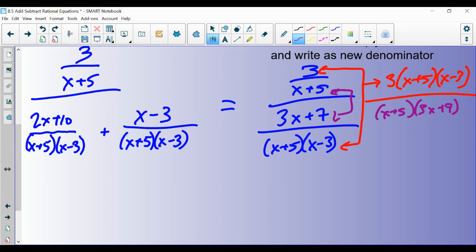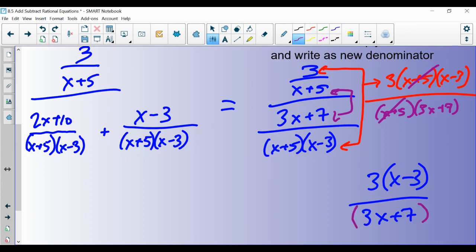I'm going to look for some cancellations, and there is one there, the x plus 5s. So my final answer would be 3x minus 3 over 3x plus 7. Remembering there are implied parentheses here, so I can't cancel those 3s or anything like it. That's just my answer.